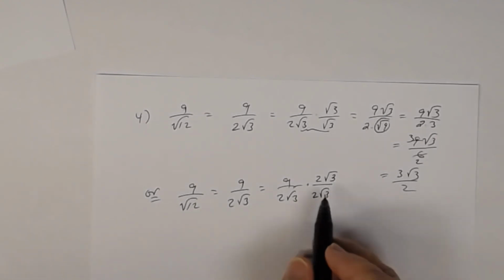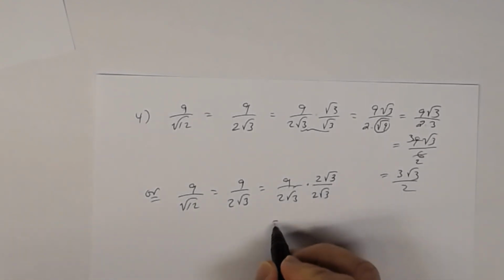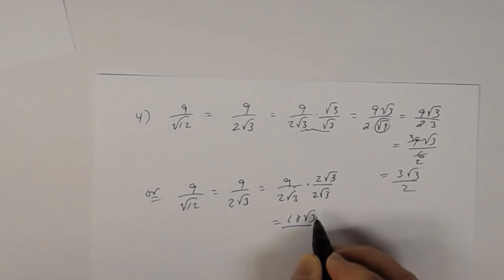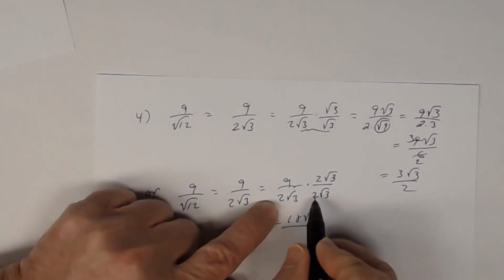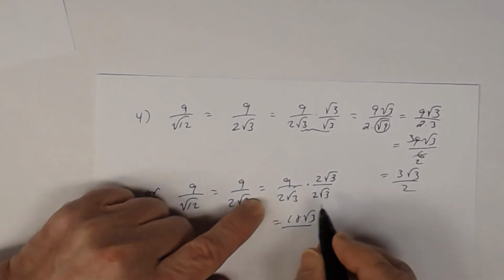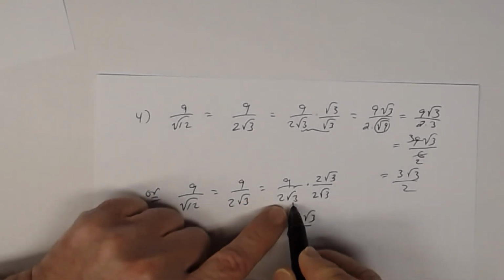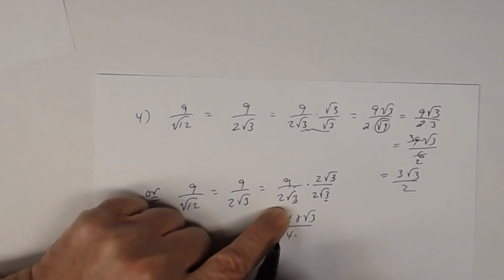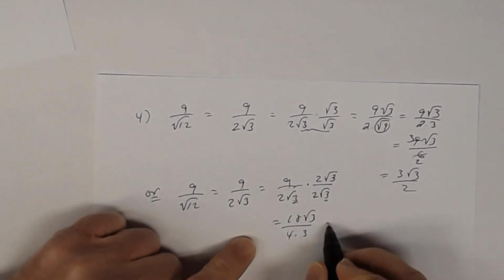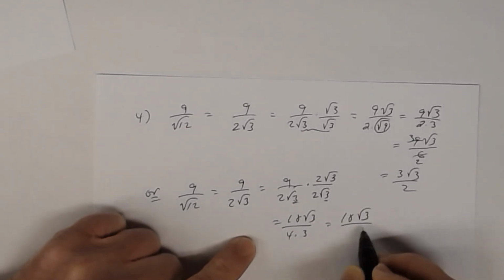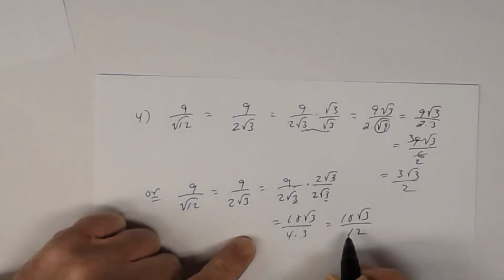You can do that. 9 times 2 is 18. Square root of 3, so that's the numerator, right? The denominator, now be careful. You have 2 times 2 is 4 now, right? 2 times 2, so that's 4. 4 times, and then the square root of 3 times the square root of 3 is the square root of 9, which is 3. So you get 4 times 3. So this becomes 18 square root of 3 divided by 12, and then reduce.